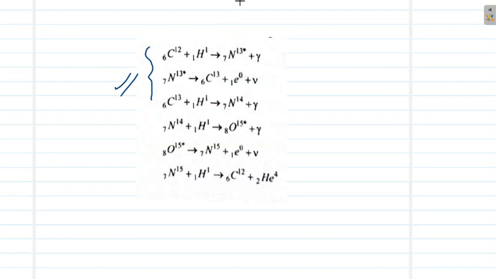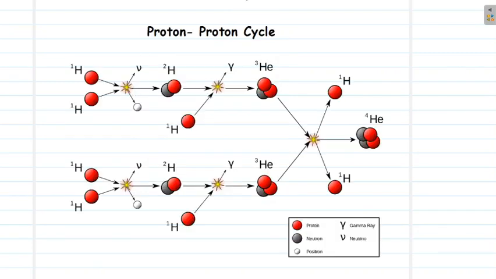Now moving on to the next part, another process that is happening within the sun that is giving out a lot of energy is the proton-proton cycle. So in the proton-proton cycle, 2 protons, which is 1H1 nucleus. So let us first look at one of the halves of this reaction.